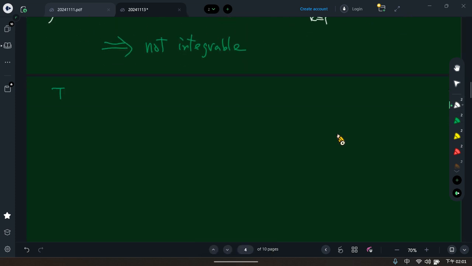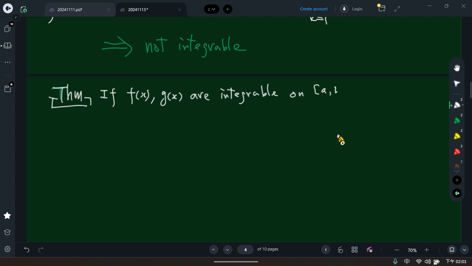Okay, so I think you can just digest by yourselves gradually, and let's continue to introduce the second theorem. If f of x and g of x are integrable on [a, b], then there are many rules I need to show you.